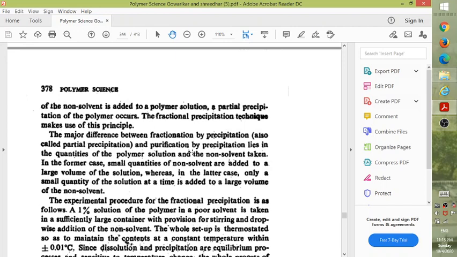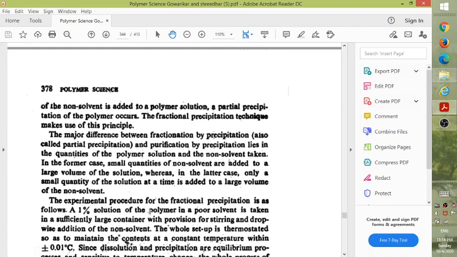Like I said, first non-solvent was added, so the first higher molecular weight species was thrown out. Then more was added, then the second higher molecular weight species was thrown out. So in fractionation by precipitation, the non-solvent is little and the solution is large. Whereas in the latter case, purification by precipitation, only a small quantity of solution at a time is added to a large volume of non-solvent. So it's the opposite of that.